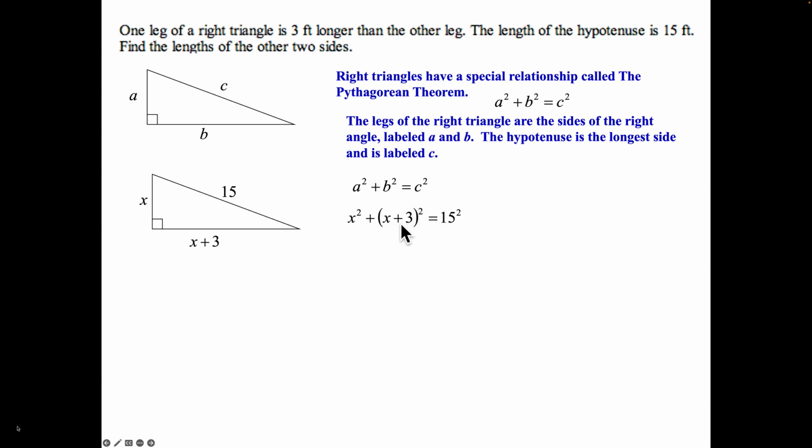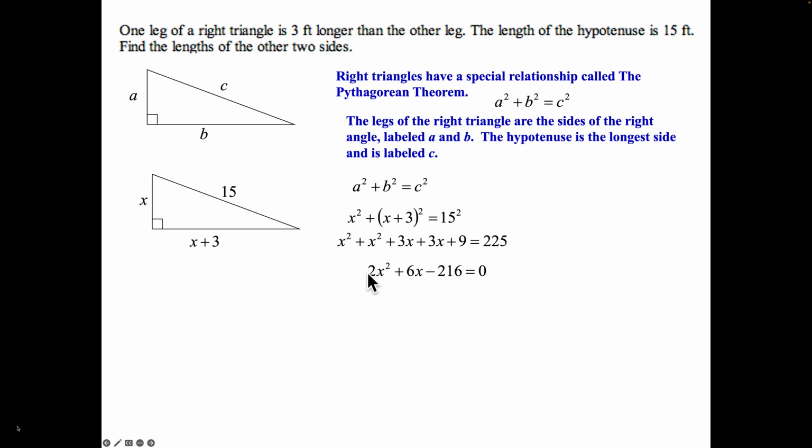So we're going to have to FOIL this out. x squared plus 3x plus 3x plus 9. 15 squared is 225, and so what we have to do is set this equal to 0. So we're going to have to combine these two x squareds, that's 2x squared. We're going to get a plus 6x, and then we have to subtract over the 225. So 9 minus 225 is a minus 216. Now it's set equal to 0.